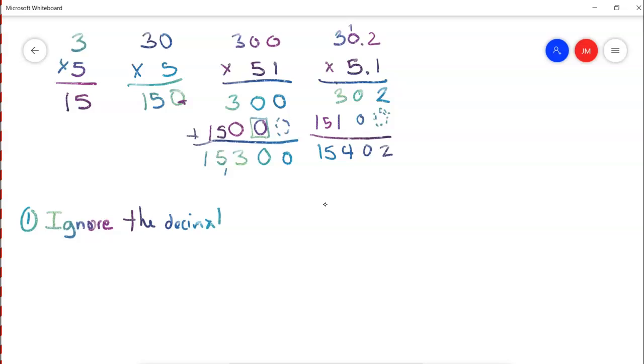Does that make sense? So what we're going to do is we're going to go, okay, I have 1, 2 numbers to the right of my decimal in my entire problem. So I'm going to start here and I'm going to go 1, 2. I have 2 numbers to the right of my decimal. And my answer is 154.02. Does that make sense?